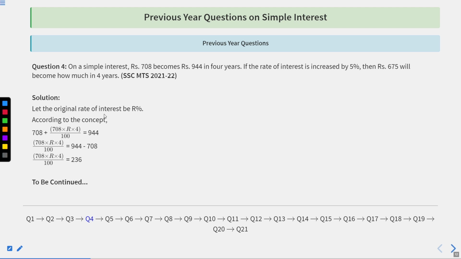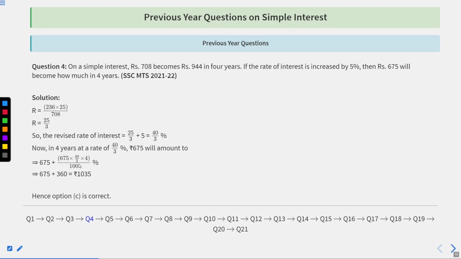So let the original rate of interest be R%. According to the concept, 708 plus 708 times R times 4 upon 100 is equal to 944. So 708 times R times 4 upon 100 is equal to 944 minus 708, which is equal to 236. So R is equal to 236 times 25 upon 708. That means R is equal to 25 upon 3. So the revised rate of interest is 25 upon 3 plus 5, which is 40 by 3%.